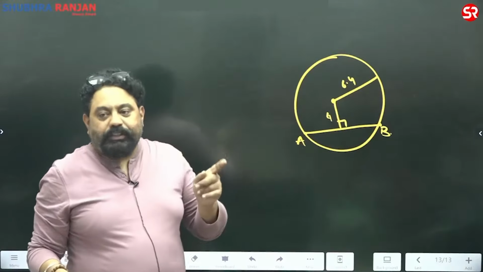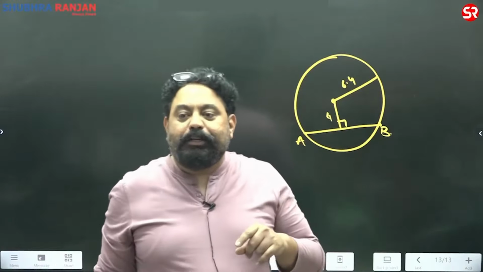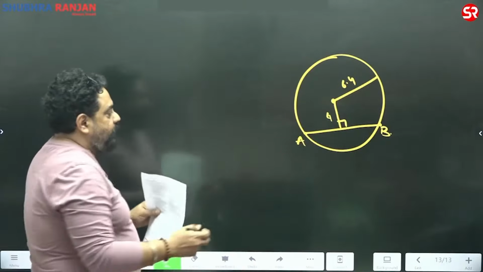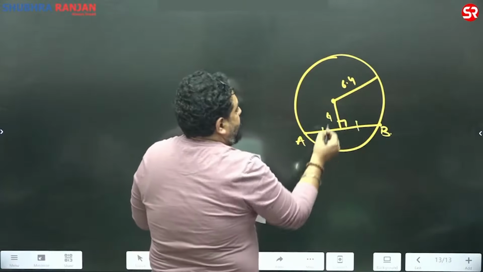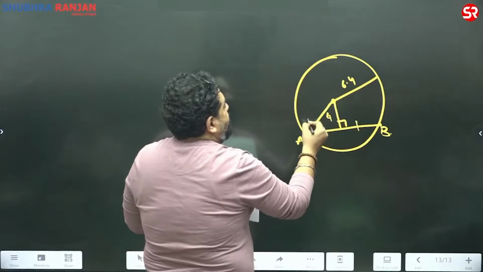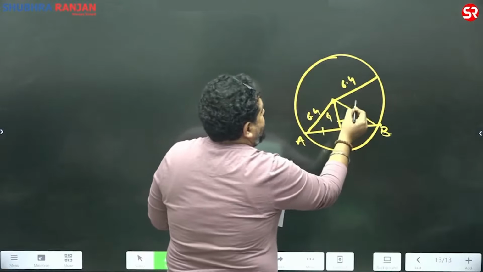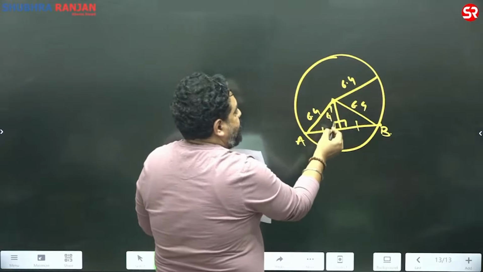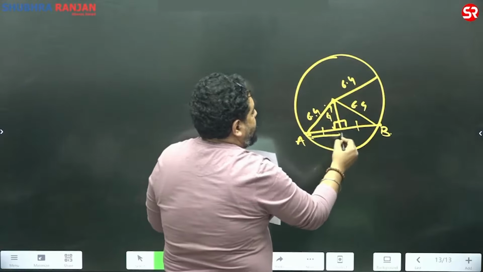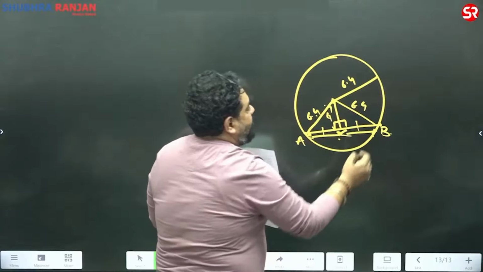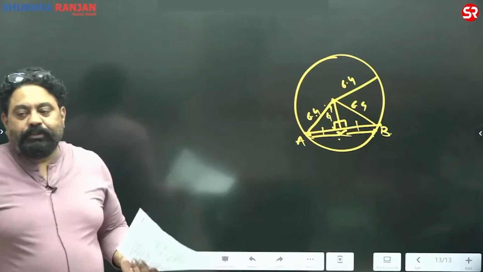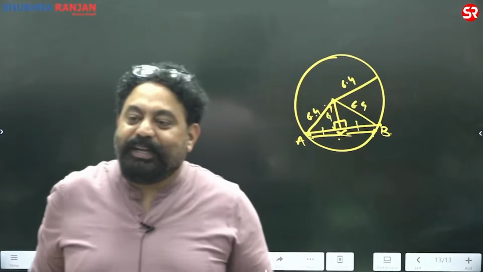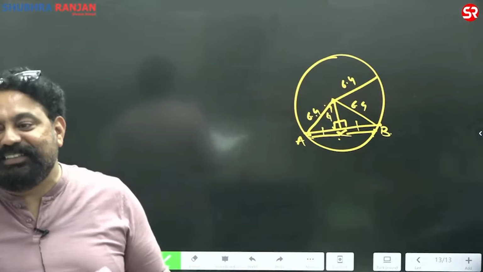Now if you go to circles, the perpendicular from the center divides the chord into two equal parts. So this is equal to this. And this is 6.4. By Pythagoras theorem, if this is 4 and this is 6.4, then this will also come. The first statement is giving you the answer. I don't need to find anything. I know the answer would come.